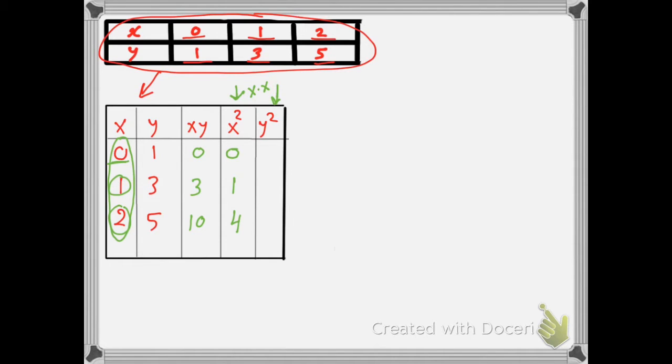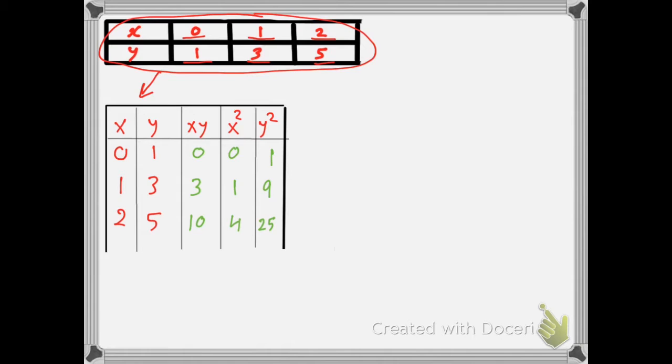The next one, y squared. Y squared means I will multiply y by y. Now multiply y by itself. 1 multiplied by 1 gives me 1. 3 multiplied by 3 gives me 9. After that, 5 multiplied by 5 gives me 25.